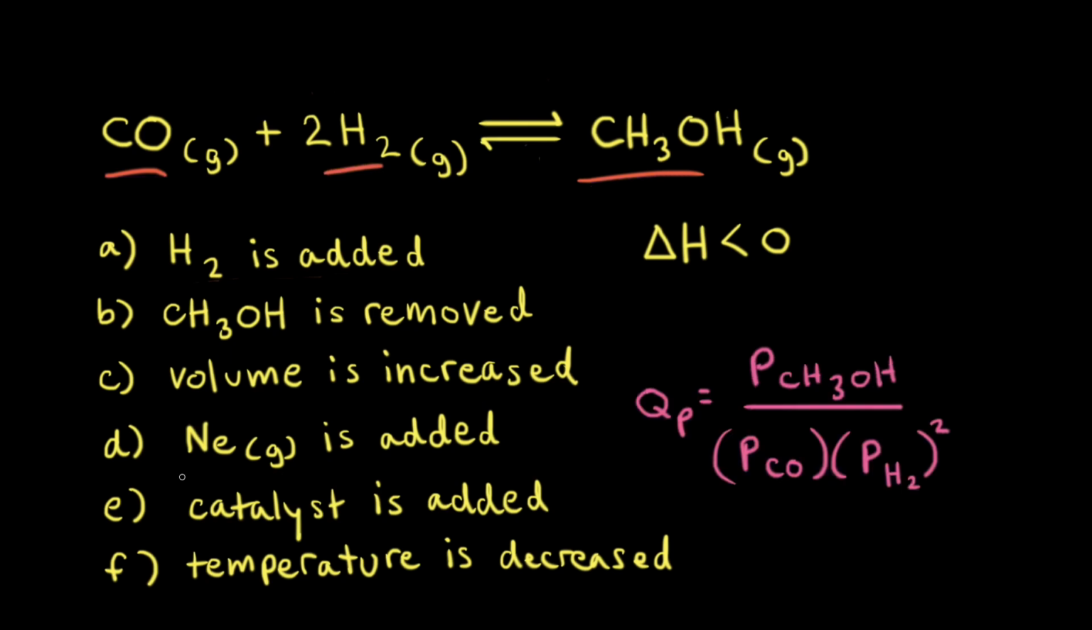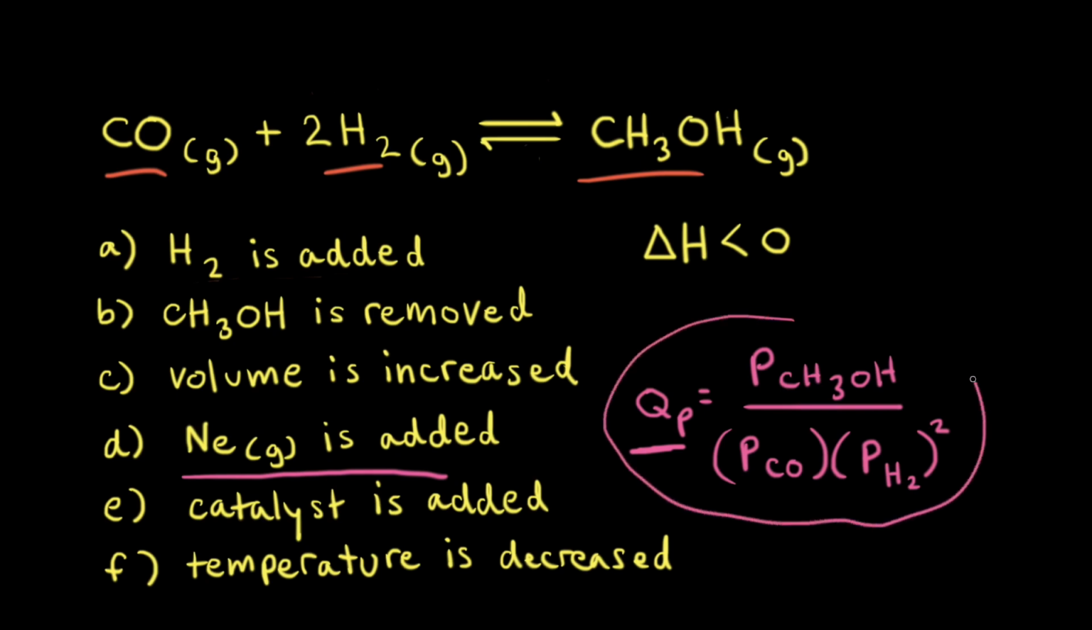Next, we try adding some neon gas to our reaction mixture at equilibrium. Well, neon gas is an inert gas, which means it doesn't react with any of our reactants or products. And if we look at the expression for the reaction quotient QP, neon gas is not included. Therefore, adding neon gas is not going to change the value for QP. So the reaction remains at equilibrium. So the answer is there's no shift when an inert gas is added.